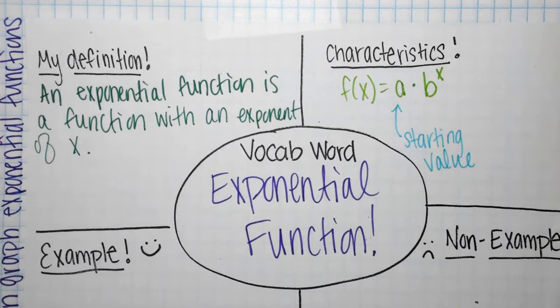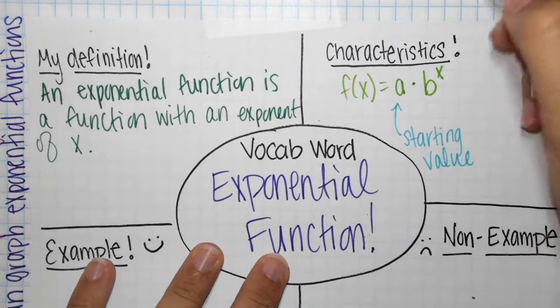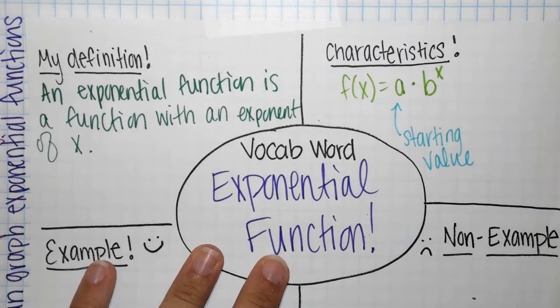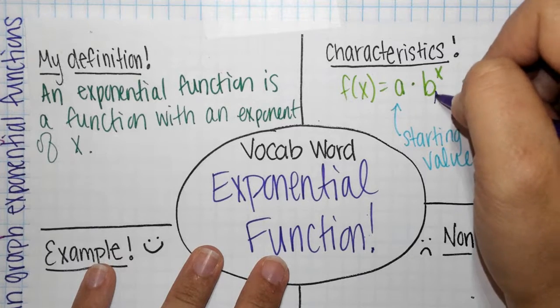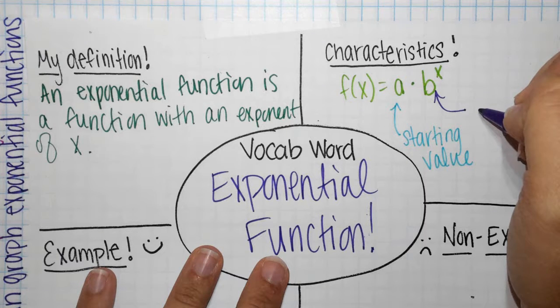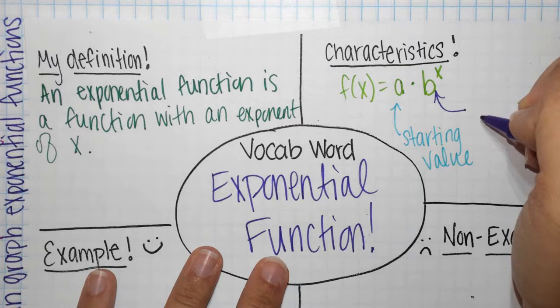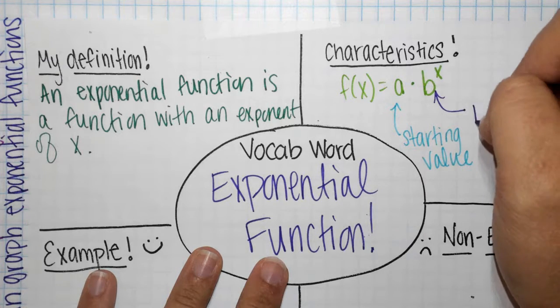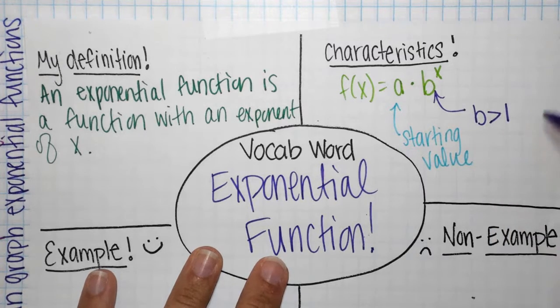Alright, so this is our starting value. This guy right here, the B, determines whether it's a growth or decay. Now, on our first one that we did, the one where we were cutting strings, does anybody remember what the growth equation was? Was it a whole number or a fraction? When it was a growth. A whole number. Take a point. So when B is greater than 1, it's a growth.